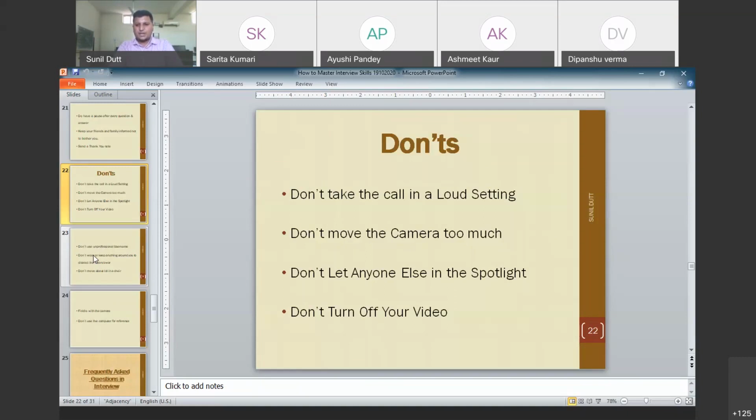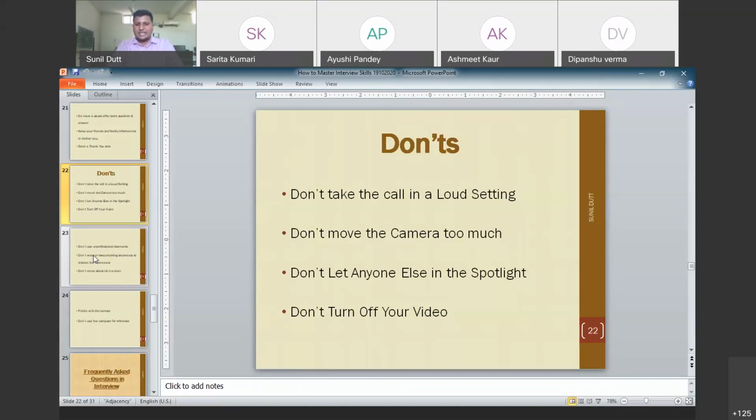Don't move the camera too much. If you keep on moving the camera here, there, and anywhere, sometimes your neck is visible, sometimes your hand is visible, sometimes your face is visible, sometimes only your head is visible. This literally creates a bad impact on the interviewer. He thinks that you're not serious.